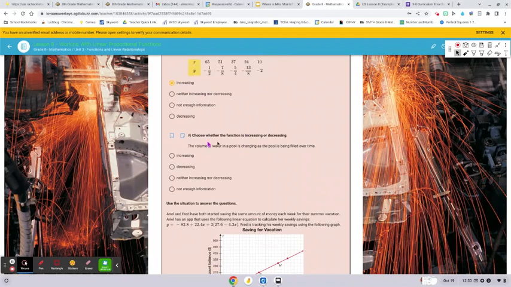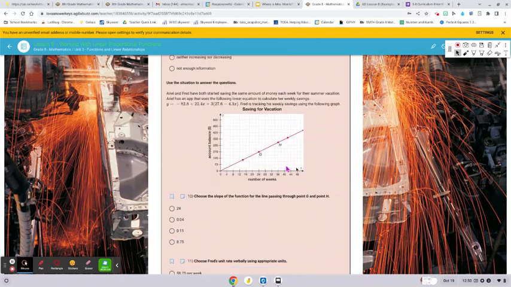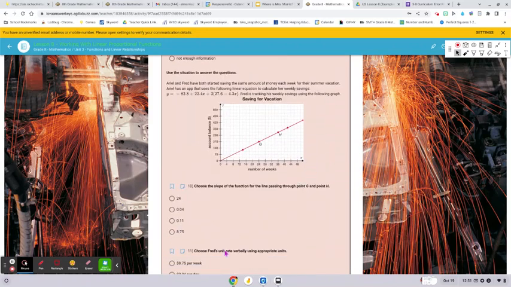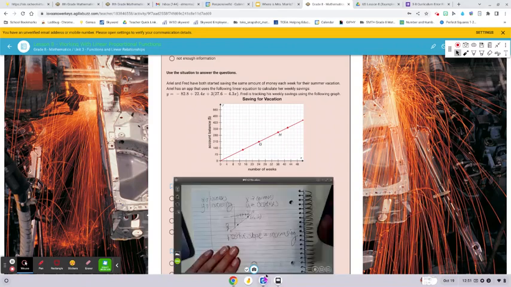Okay. The volume of a pool, the volume of water in a pool is changing as the pool is being filled. Well, if it's filling up, as the time increases, the volume increases, right? You're filling it up. That would be an increasing function or a positive slope. All right, let's look down here and go to the graph.